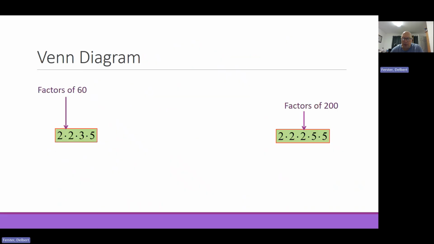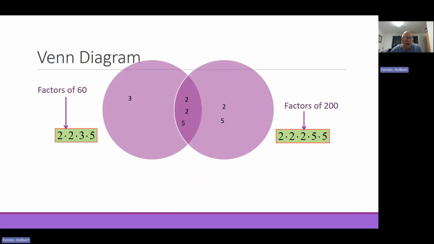All right, so I'm just reminding everybody what the factors were for those numbers. And again, what we're going to do is we're going to put anything that's common to those 2 sets of primes on the inside, the intersection of those circles. So that was 2 2s and a 5 that they had in common. 60 has also a factor of 3 that wasn't common. And 200 has 2 additional factors, 2 and 5, that were not common.